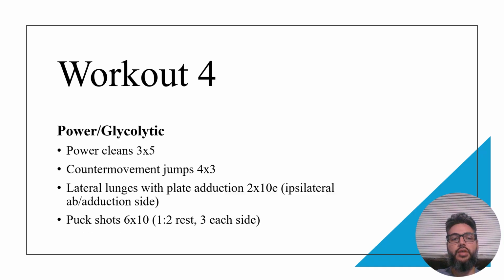Then workout four, power glycolytics, some power cleans, counter movement jumps. This exercise, lateral lunge with plate adduction, we're going to see a little more about it as well. Again, working that frontal plane, and then some glycolytic work with puck shots, hit 10 pucks as fast as you can, and then, if it takes 10 seconds, 20-second rest, so that repeating that over and over.